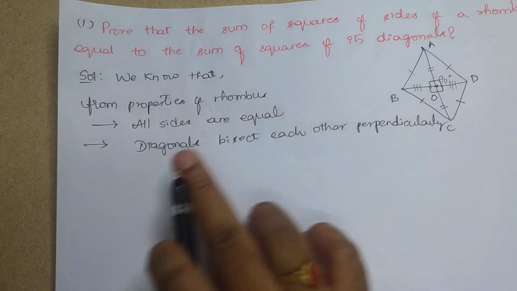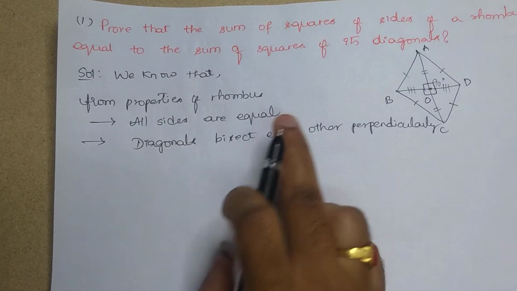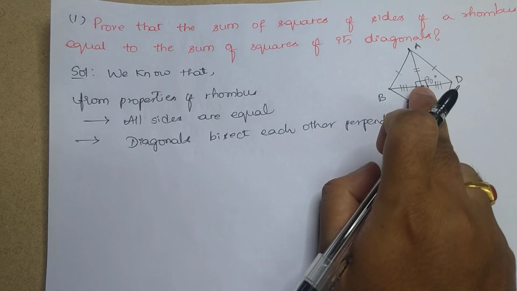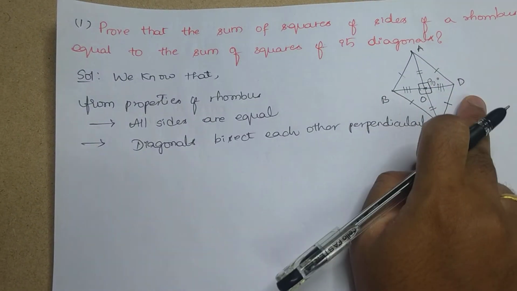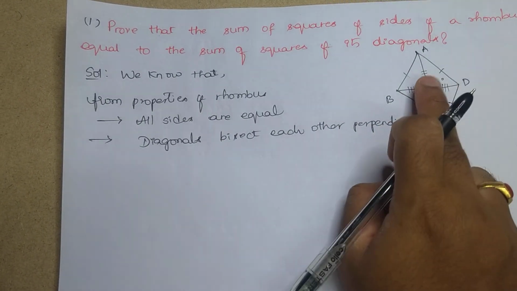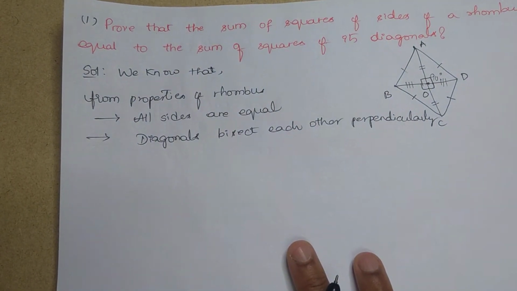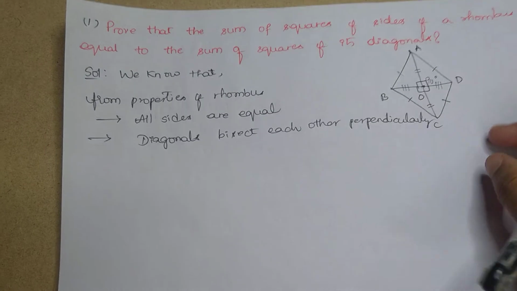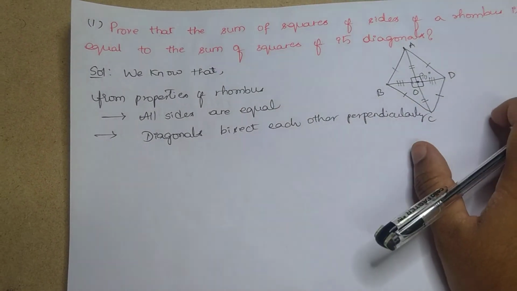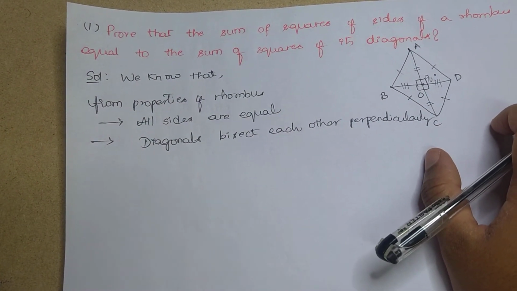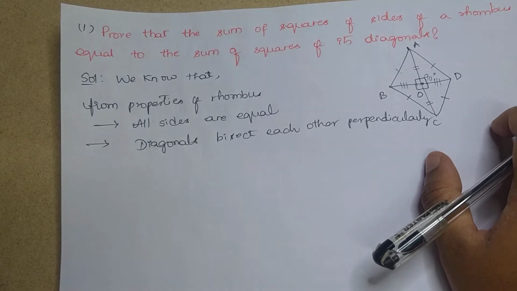So that is the meaning of diagonals bisecting. It means the bisecting point will be the midpoint for the diagonals and they bisect each other at 90 degrees. So these are the properties of a rhombus. So based on the properties, we are now going to solve the solution.